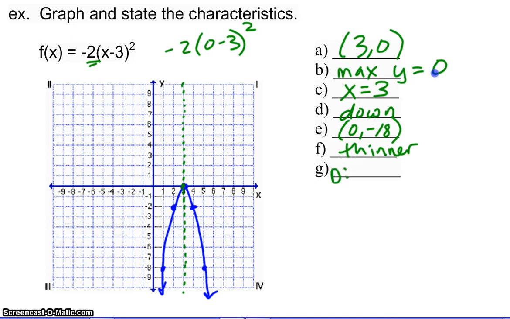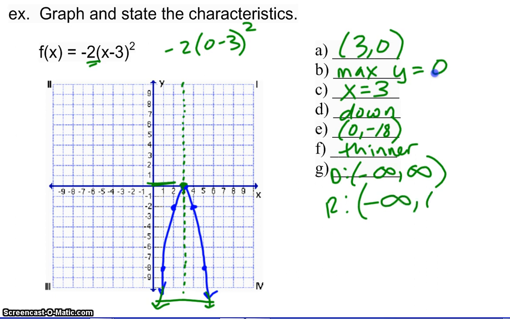And then we need to talk about the domain and the range. The domain, the x values, again, it's going left to right, and because it's going on forever, to the left, to the right, it could be from negative infinity to infinity. And the y values, it's starting down here and it's ending up here at 0 on the y-axis, so the range goes from negative infinity up to 0. And that concludes section 9.4.